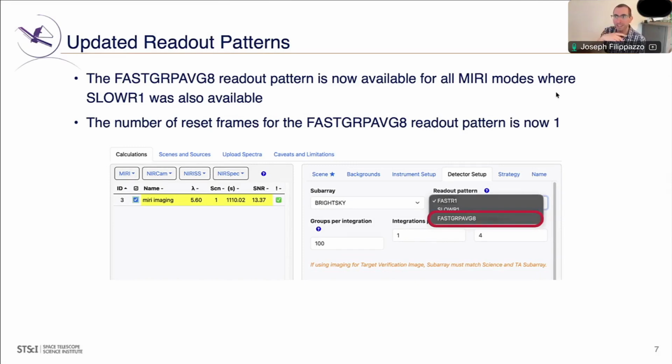Continuing with MIRI, again, this was mentioned as well. A new readout pattern is available, the fast group average 8 readout pattern. This readout pattern is essentially the fast R1 readout pattern, but it averages every 8 frames into a single group, which offers better read noise than the slow R1 readout pattern, but better data volume than the fast R1 readout pattern. So it's a very powerful new readout pattern that MIRI has made available. The other thing we did was that the number of reset frames for this readout pattern is now 1, where it was, I forget, variable or 2 earlier.